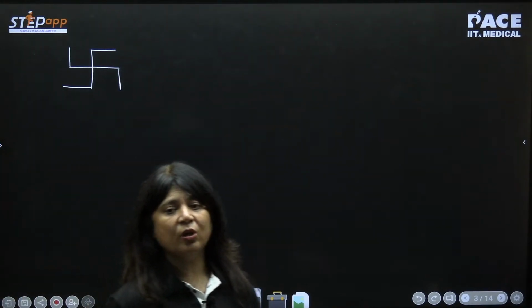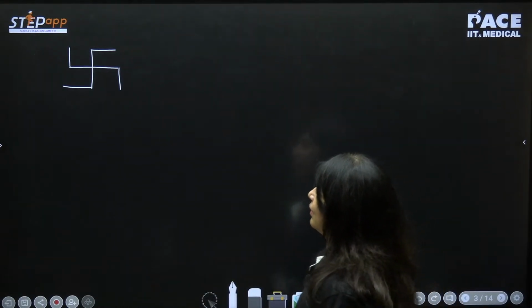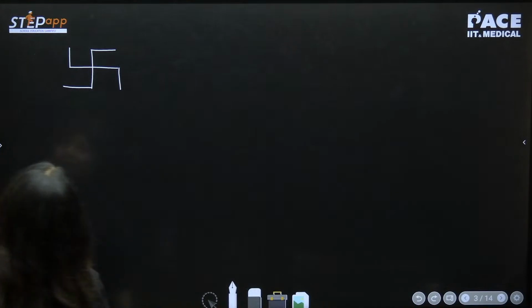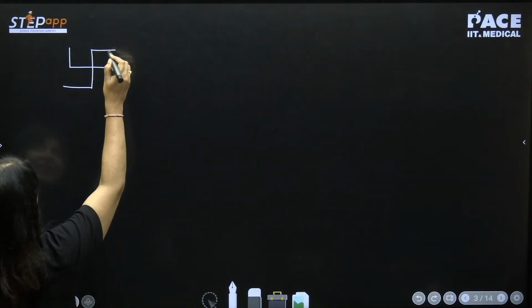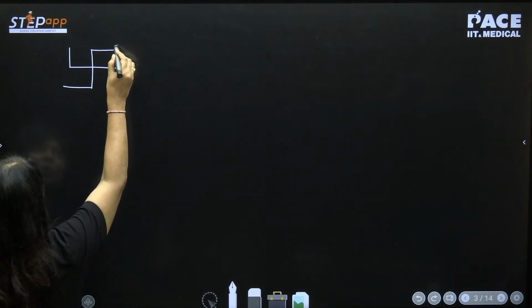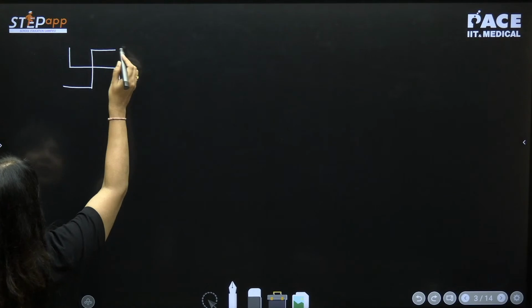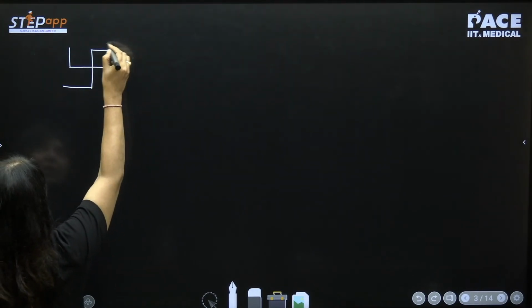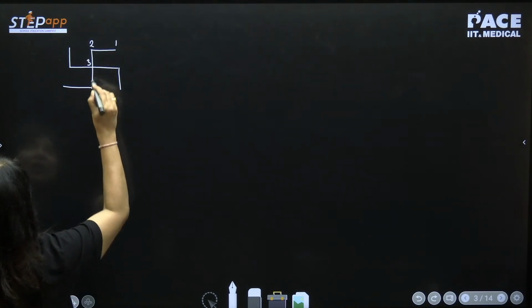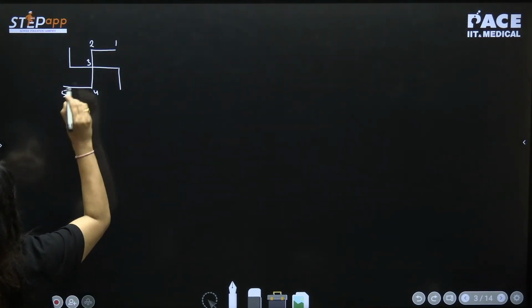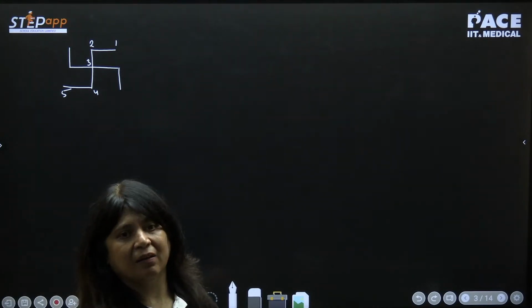Now let us name this organic compound. Yes, it's swastik. Okay, let us see the naming here. You could take this as the parent chain or this one. It won't matter, it's same. You could also take this one. So numbering 1, 2, 3, 4, 5. There are 5 carbon atoms, so it's pentane.